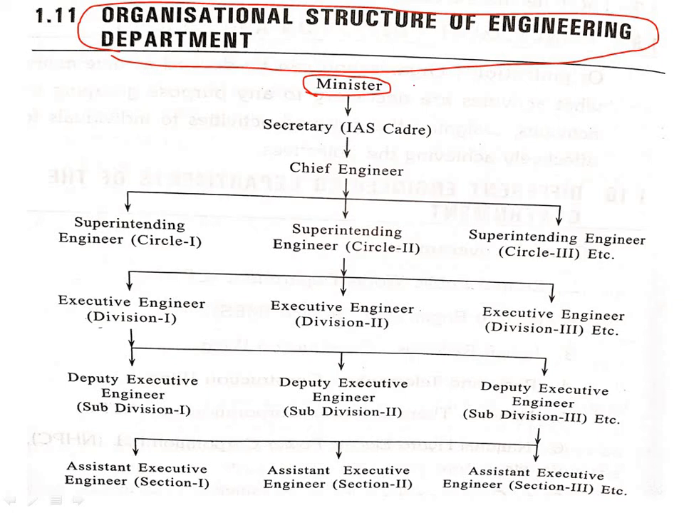So for example, you would see the irrigation department is there. For that irrigation department, the minister is in charge, and under the minister, the secretary will be there. So an IAS cadre, that means Indian Administrative Service cadre, secretary will be appointed under the minister. He will be looking after the minister's works and everything, and appointments also.